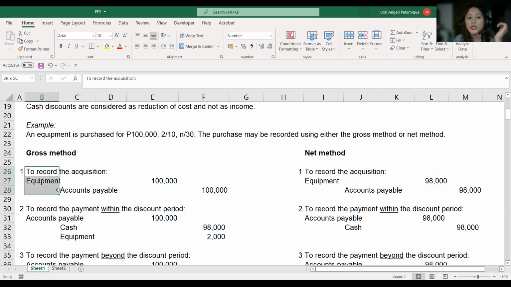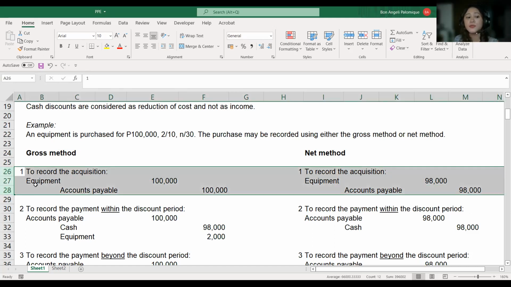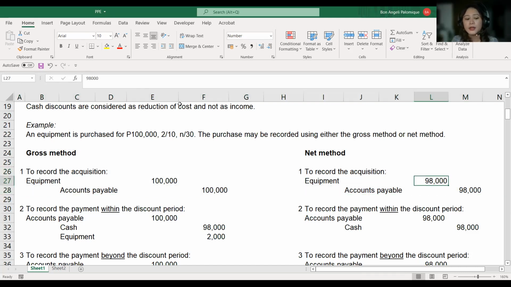So to record the acquisition, makikita mo dito in the gross method, 100,000 muna yung pinakita niya. Tapos, kay net method, binawas niya na agad. Kasi ganun din naman yung mangyayari, di ba? I-deduct mo yung 2%. So, nakuha yung 98,000 sa 100,000 times 0.98 or 98%. Kasi 2% is already deducted as a discount.